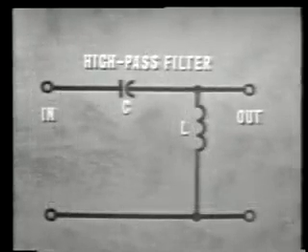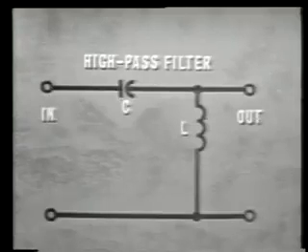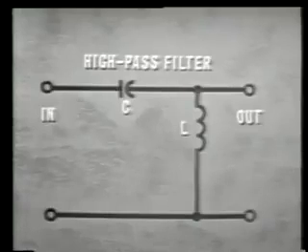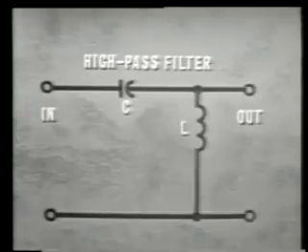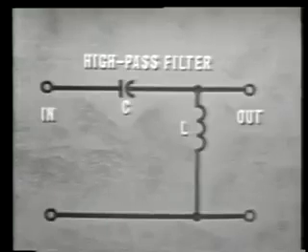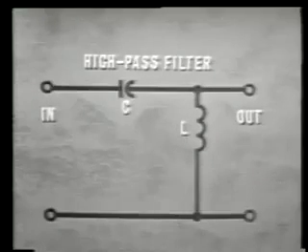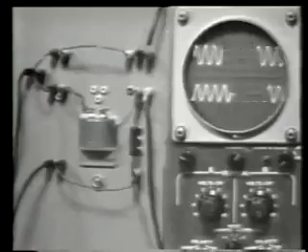Our next filter requirement is to pass high frequencies and reject low frequencies. In other words, to reverse the action of the low-pass filter we've just illustrated. Now, it's only logical to assume that the action of the filter can be reversed simply by reversing the series and shunt components. In other words, we'll put the inductor now in the shunt position and the capacitor in the series position. All right, let's do that then.